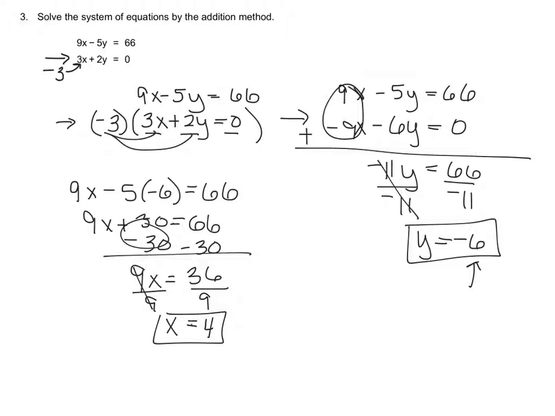So the solution to the system is 4, -6. And again, this is written as an ordered pair.